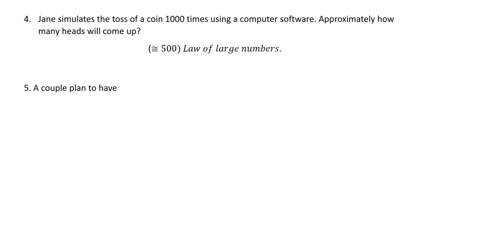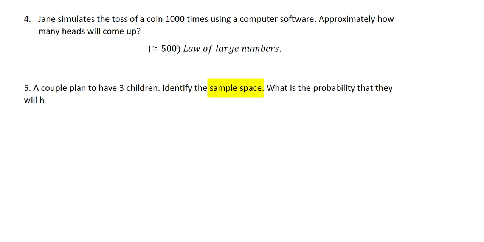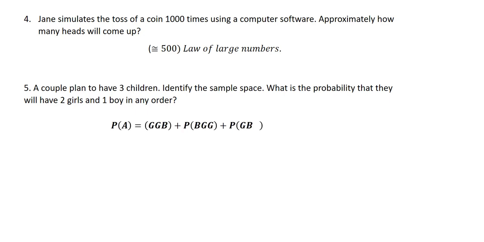Next, we look at the following problem. A couple plan to have 3 children. Identify the sample space. What is the probability that they will have 2 girls and 1 boy in any order? We answer the second part of the question first. For 2 girls and 1 boy, we can see that either they have a boy third, a boy first, or a boy second. So these are all of the possibilities.